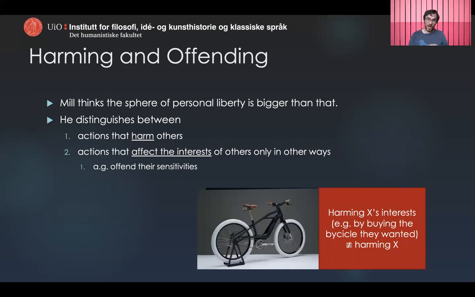Note, when we talk here about harming a person, it doesn't mean harming the person's interests. So, for example, someone who buys that cool bicycle that I really want harms my interest in having the bicycle, if there's only one on sale in Oslo. I have an interest in the bike. They have an interest in the bike. They harm my interest by buying the bike before I buy it. But that is not harming me. So we now need to really understand what it means to harm someone, if that's not just causing them to not get what they want.